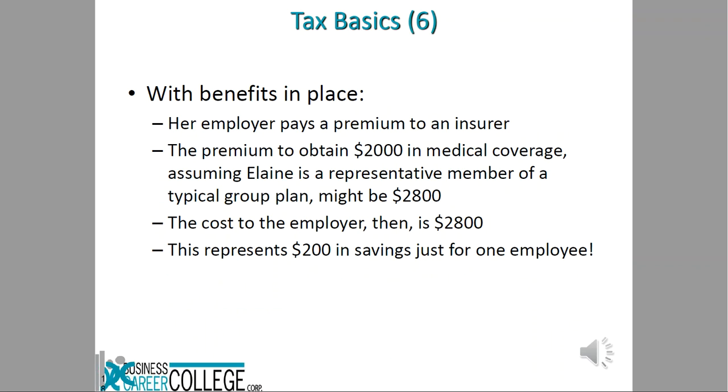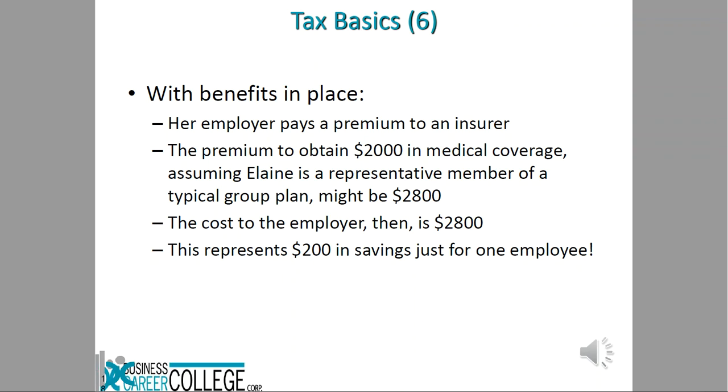With the same $2,000 of medical expenses, let's say that Elaine does have a benefits plan in place. Well, really what's going to happen here, we're not going to get involved with that medical expense tax credit. Instead, the employer pays a premium for their coverage of, let's say, $2,800. That assumes about a 70% target loss ratio, which would be about average for the group insurance business. So the employer pays $2,800 of premium for Elaine to get $2,000 of coverage.